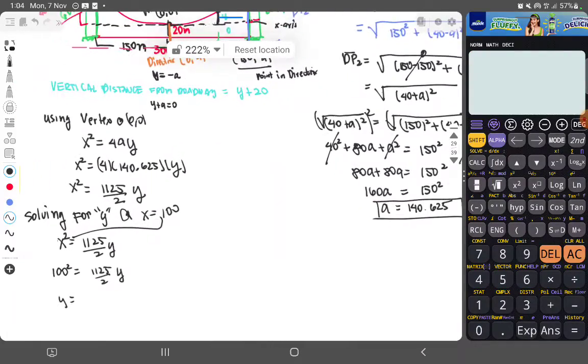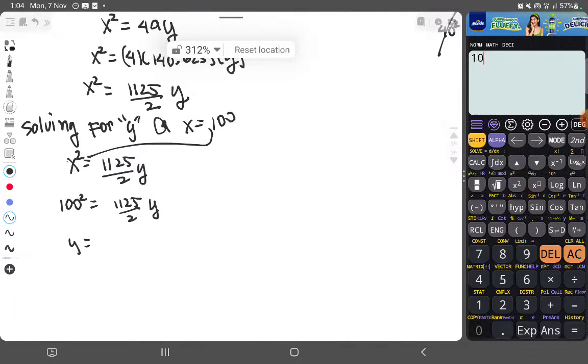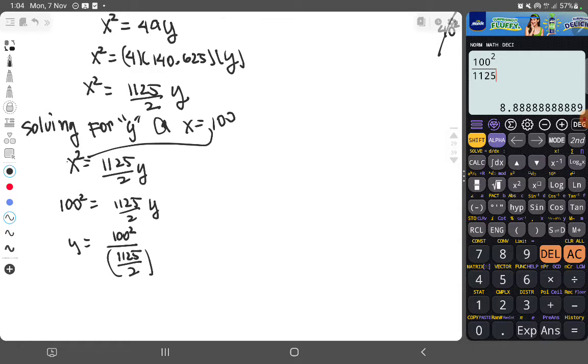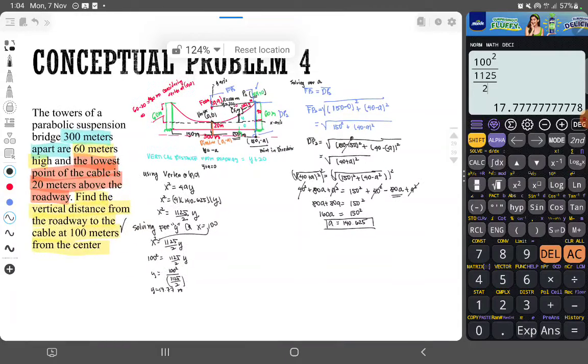Okay. So we'll have 100 square all over 1125 over 2. We have a value of our y which is equal to 17.77 meters. Okay, this is not yet the answer.